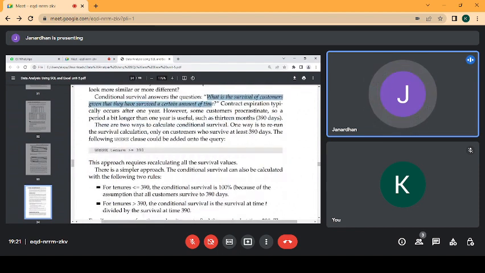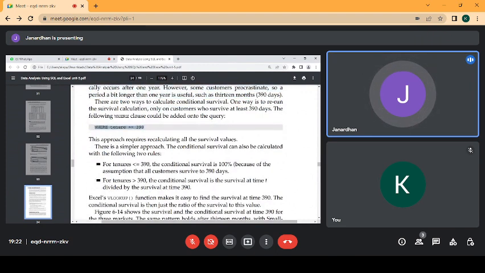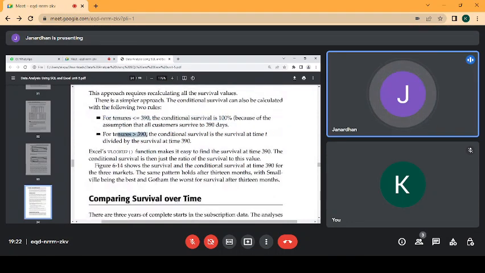Contract expiration typically occurs after 1 year. However, some customers procrastinate, so a period a bit longer than 1 year is useful, such as 13 months. Here, for 13 months, you need to write down where tenure greater than 390. This approach requires recalculating all the survival values. There is a simpler approach: for tenure less than 390, the conditional survival is 100%. For tenure greater than 390, the conditional survival is survival at time t divided by the survival at 390.